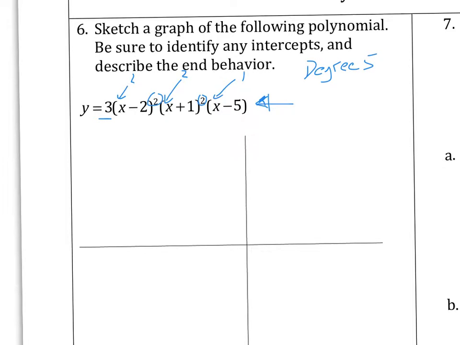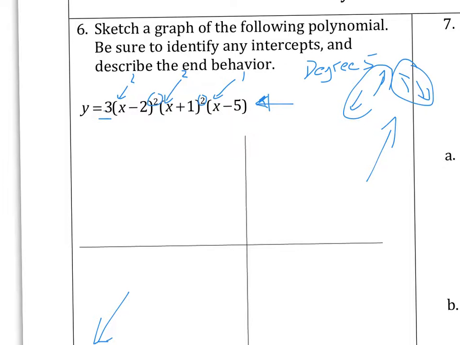Okay, that means that we're odd. That's going to either look like from bottom left to top right, or from top left and go down to the bottom right. Because it's odd, we know that its ends have to go in opposite directions. Because this is positive, it's going to go up and to the right, which means I'm going to go down and to the left.